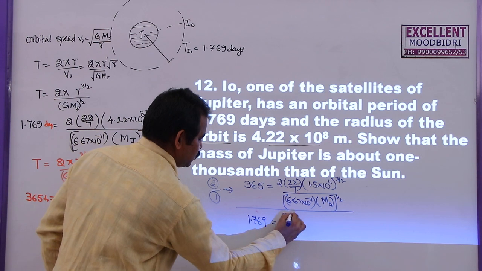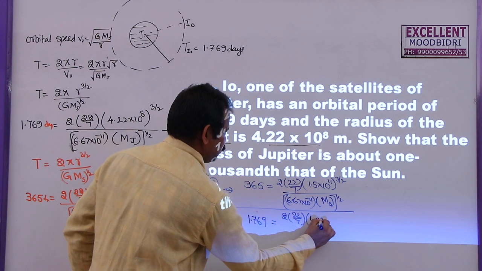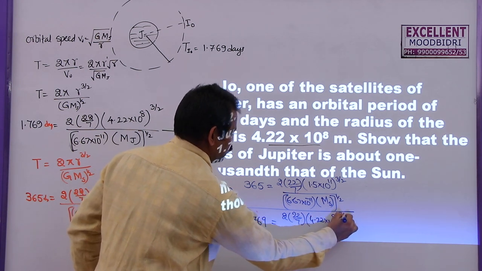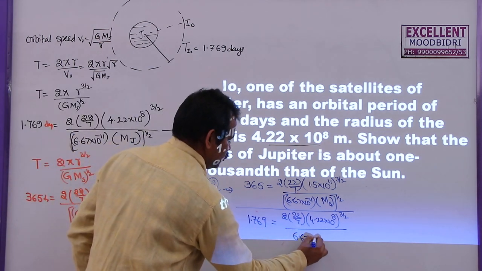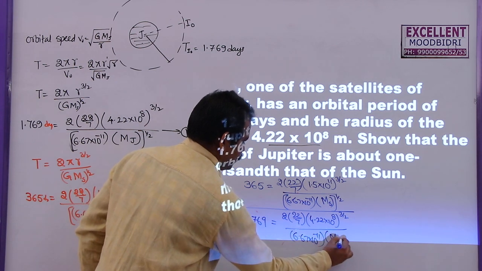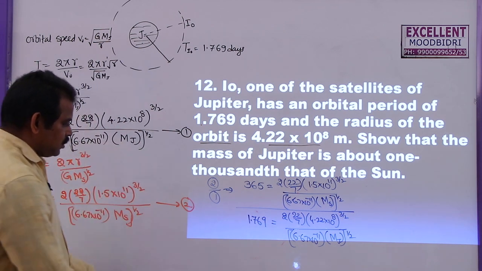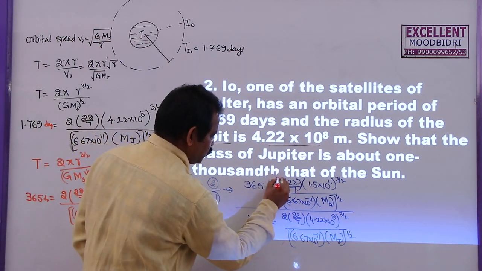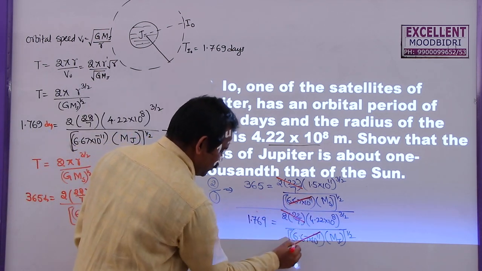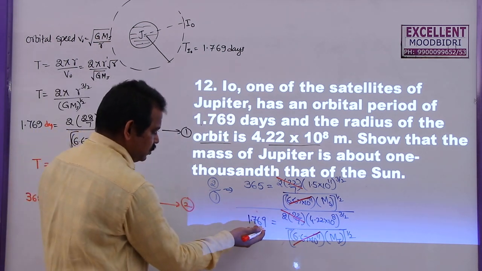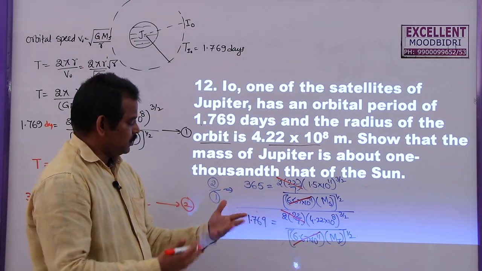1.769 is equal to 2 into 22 by 7 into this distance 4.22 into 10⁸ whole power 3 by 2, by the denominator 6.67 into 10⁻¹¹ into the mass of Jupiter whole power 1 by 2. Now what are the quantities that can be cancelled here? You can see this 2 into 22 by 7 can be cancelled. Similarly, this capital G can be cancelled here. So this is in days, this is also in days. Even if you convert this days into seconds, you can cancel these seconds also, but here it is not required.